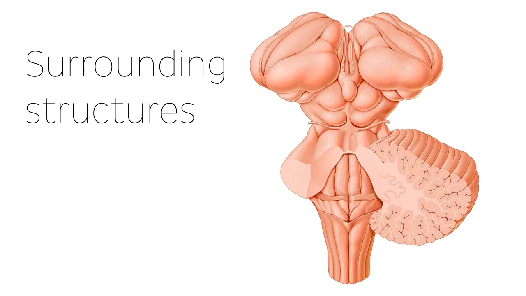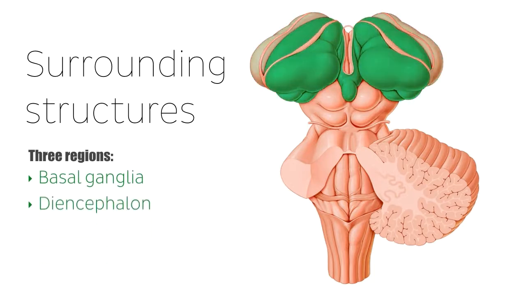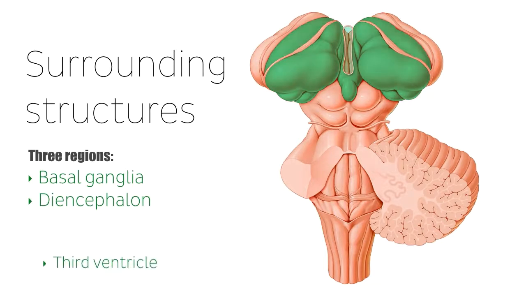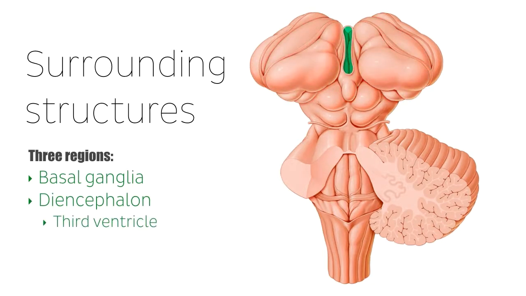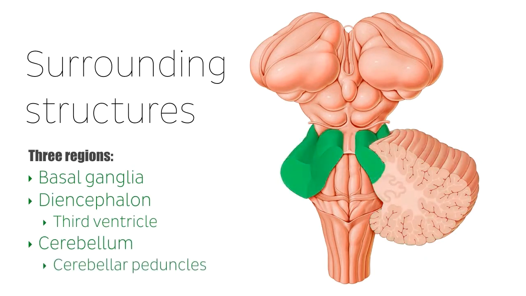I'm going to talk about these three main areas that are the important parts of the surrounding structures of the brainstem, and they are one, the basal ganglia, which in this image is mainly the caudate nucleus, the diencephalon, and the third ventricle, which is another fluid-filled cavity of the brain, is located within this diencephalon, and the cerebellum, which of course includes the cerebellar peduncles.